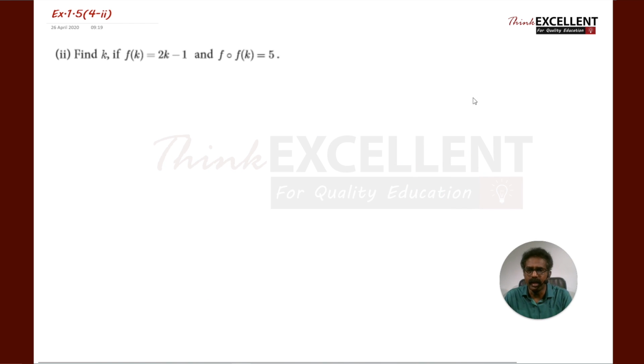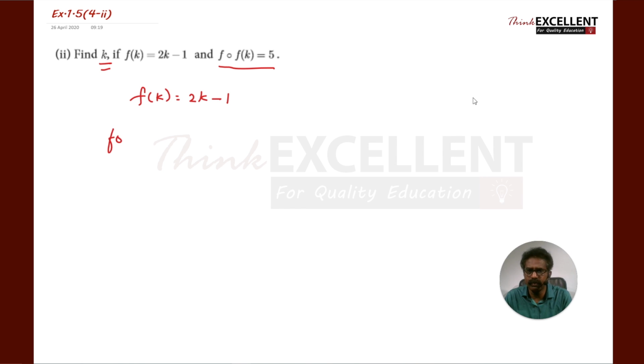Find the value of k so that f of k, they are given f of k is equal to 2k minus 1. Instead of x, they have given a k. That's all. And f composition f of k, they have given us 5. F composition f of k is equal to 5. So let us find f composition f of k, then equate with 5.